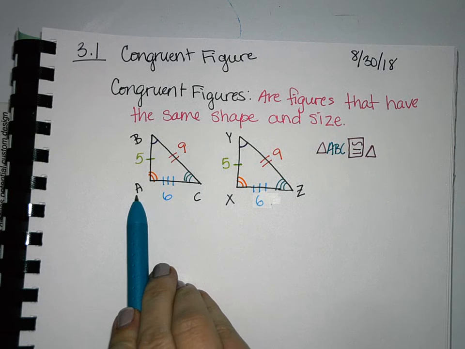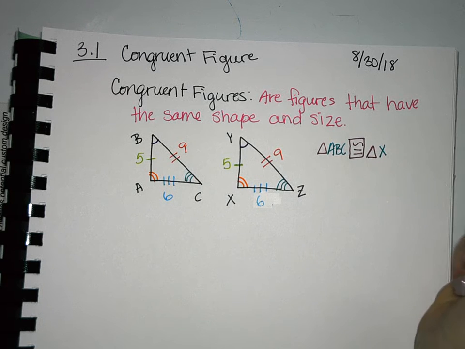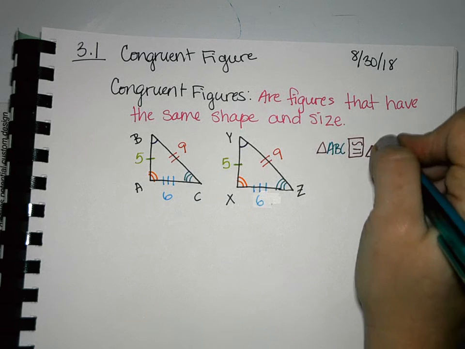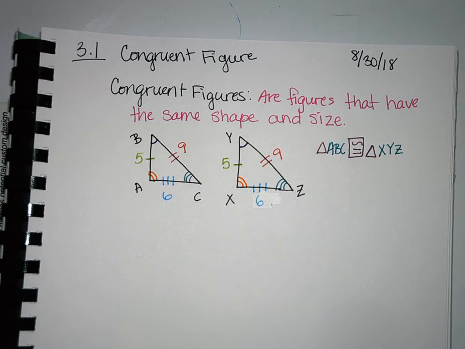what did A match with? X. So that means X has to go first. Since B is second, what matched with B? Y. And then lastly, C matches with Z. So because we write these congruent statements to match the triangles up, if we have a congruent statement with no markings, we can use the statement to now mark the picture. So we use it to go both ways, whether we have a picture and write the statement, or we have a statement and we draw it on the picture.